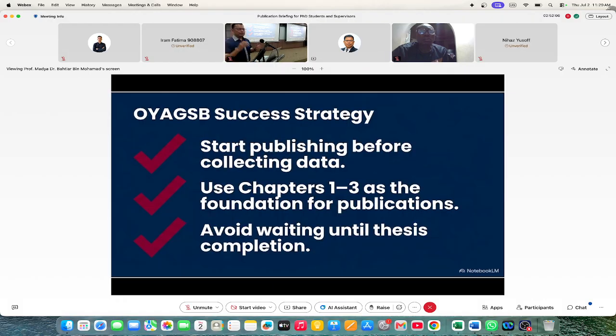So now you have the idea of how to publish your article. The strategy is to start publishing before collecting data. You have 3 or 4 techniques to publish a paper before data collection. Use chapter 1 to 3 as a foundation for publication. Chapter 2 is basically about SLR, bibliometric, and conceptual. Chapter 3, you can develop a measurement to verify the measurement. So these 4 techniques of writing can be published before your data collection.